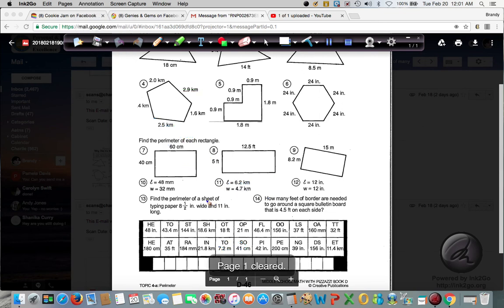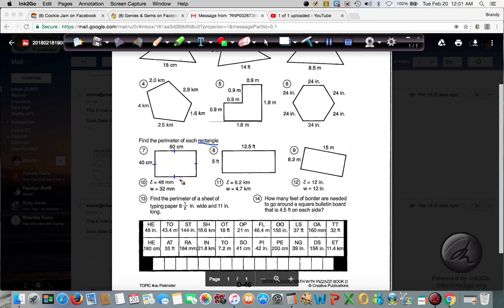Here we go. And let's just look at our word problems down here. It says find the perimeter of each rectangle. So this is telling you all these problems are rectangles. So like 10, 11, and 12, it doesn't have a picture. But what do we know about rectangles? We know that the top and bottom are the same, and left to right are the same. It's not a square. They're not all the same.